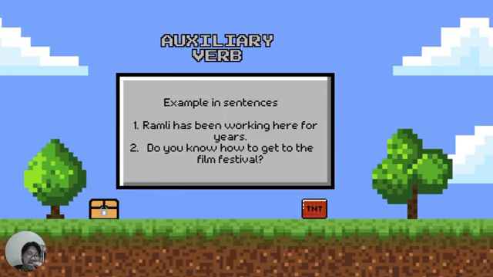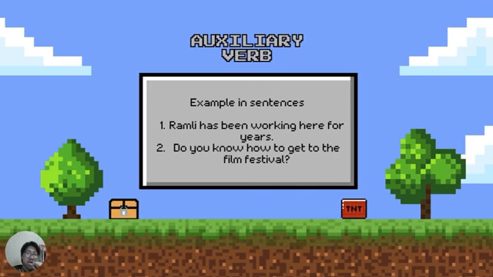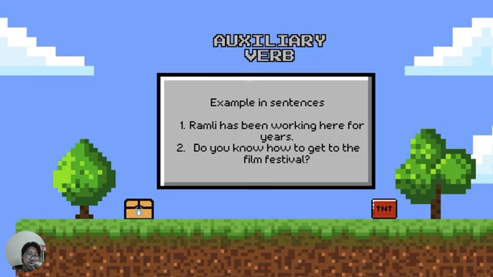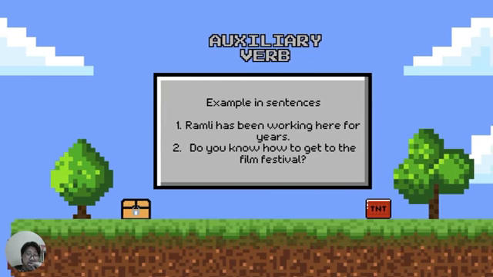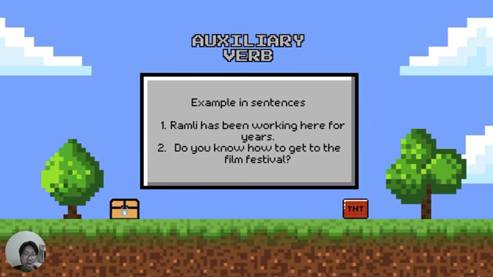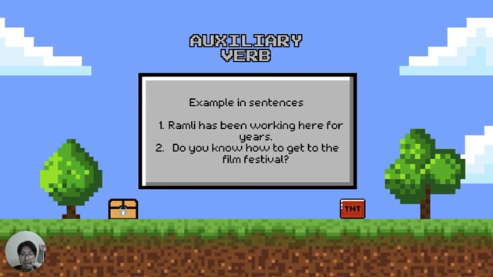In the sentence, Ramli has been working here for years, has been is the auxiliary verb. It works to describe that Ramli has been working there for years. The second, do you know how to get to the film festival? Do is the auxiliary verb.